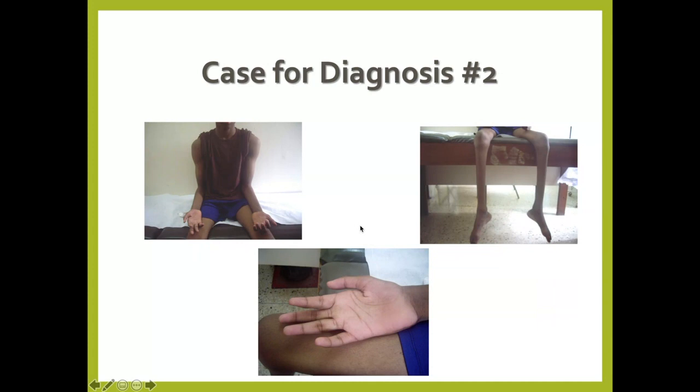Can anybody suggest a condition that could look like this? You've done very well so far, everyone. No? Okay, we'll see at the end.